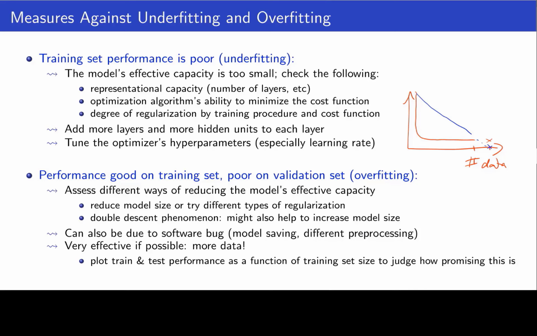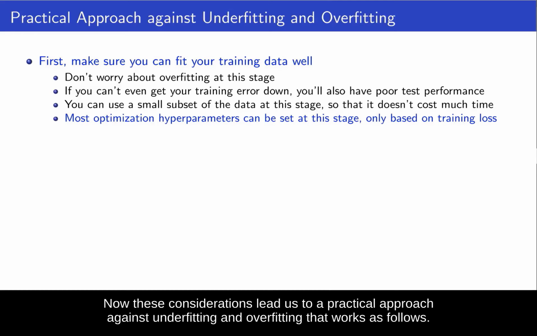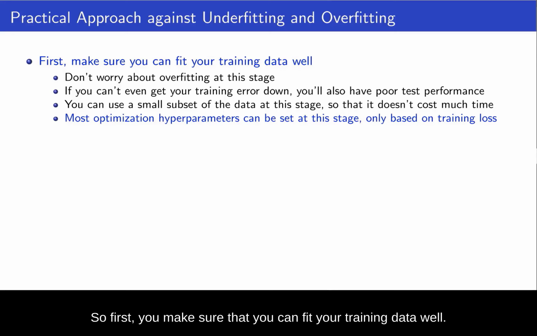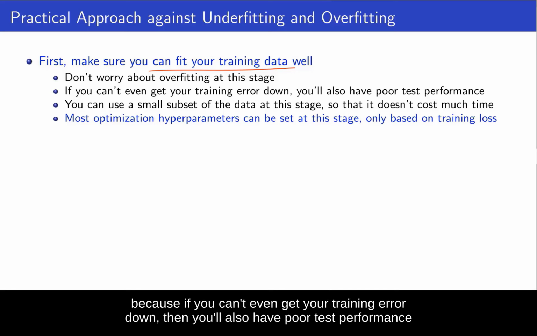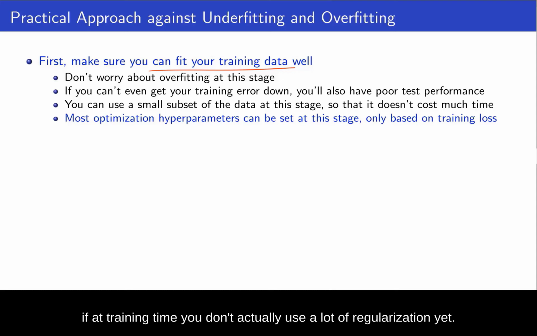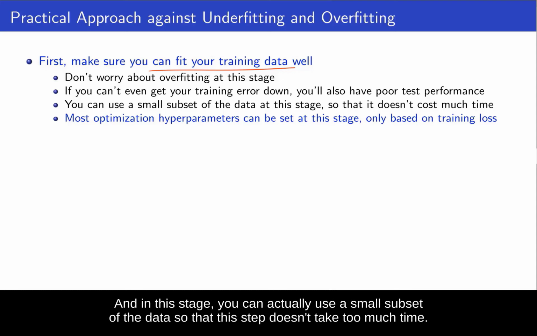Now, these considerations lead us to a practical approach against underfitting and overfitting that works as follows. First, you make sure that you can fit your training data well. That's the most important thing to start with. You don't worry at all about overfitting at this stage, because if you can't even get your training error down, then you'll also have poor test performance. At training time you don't use a lot of regularization yet. And in this stage, you can use a small subset of the data so that this step doesn't take too much time.